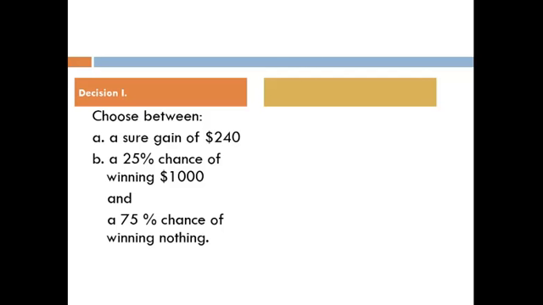Now, the truth is, statistically, A and B are the same over the long run. A sure gain of $240, over the long run, 25% of $1,000 is $240. But you really don't get a long run chance on winning it, do you? You get one chance. You've got a 25% chance of winning $1,000.